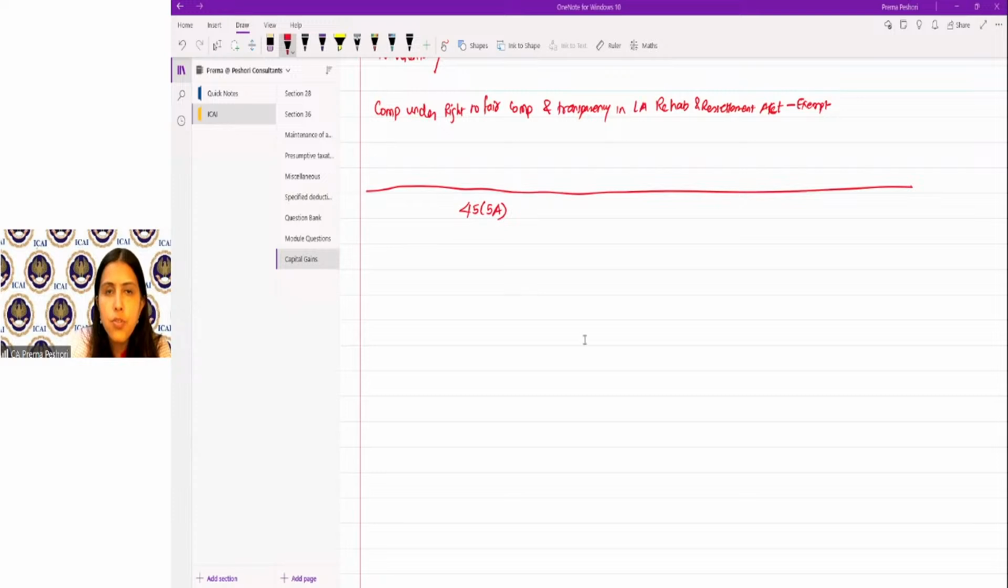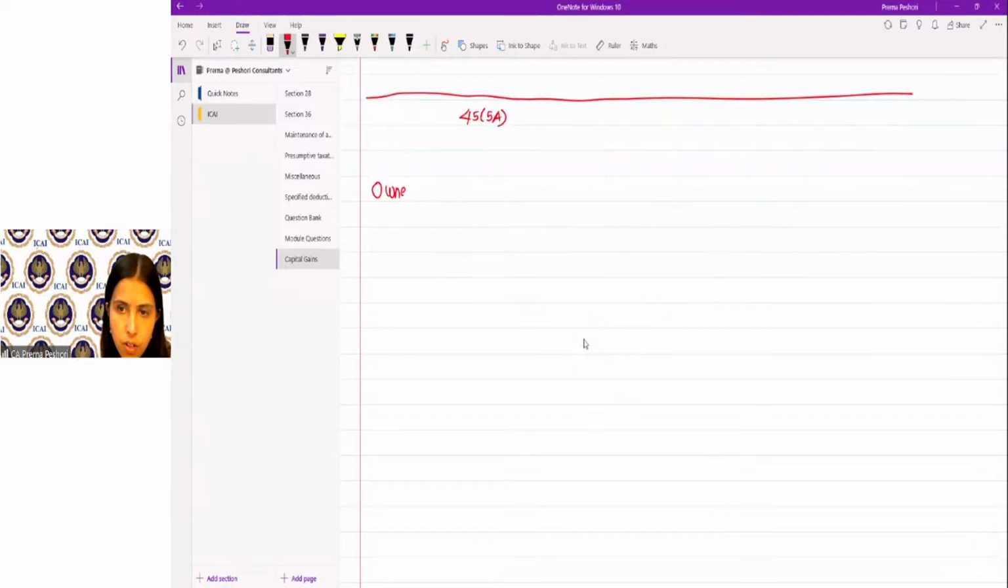So first try and understand. Let's say there is this owner of land. It can be an individual or HUF. Let's say there is a real estate developer.